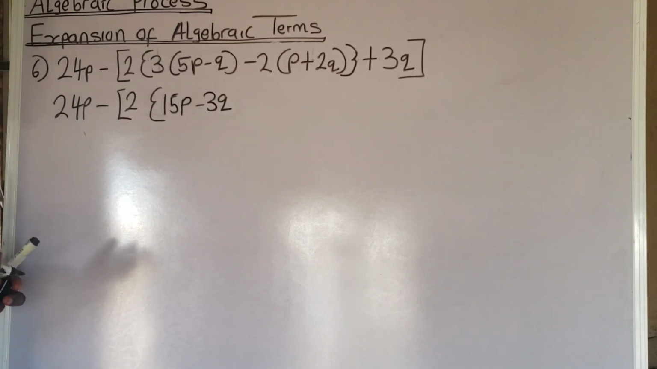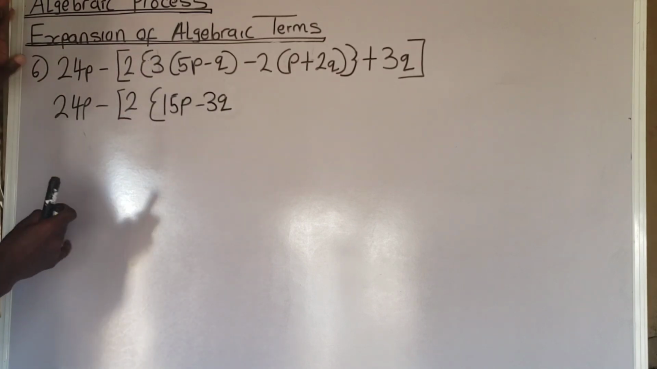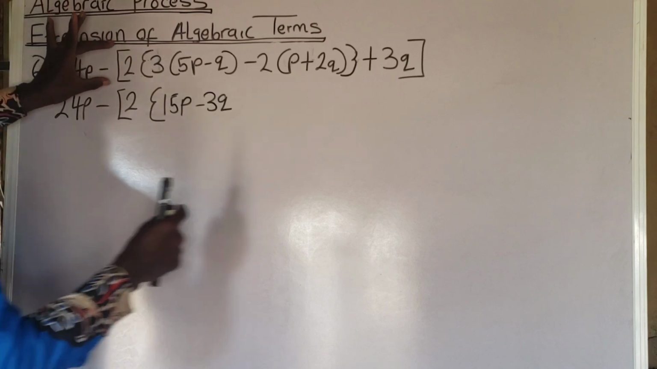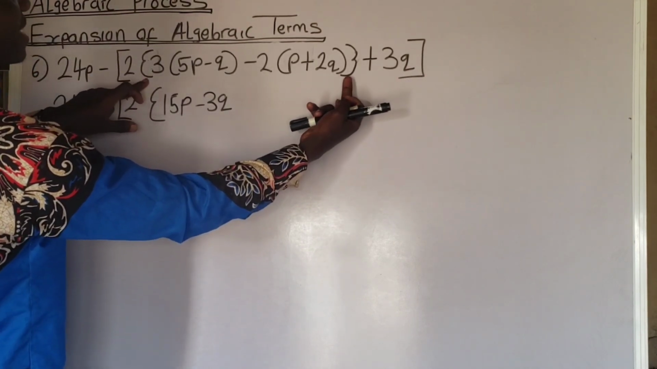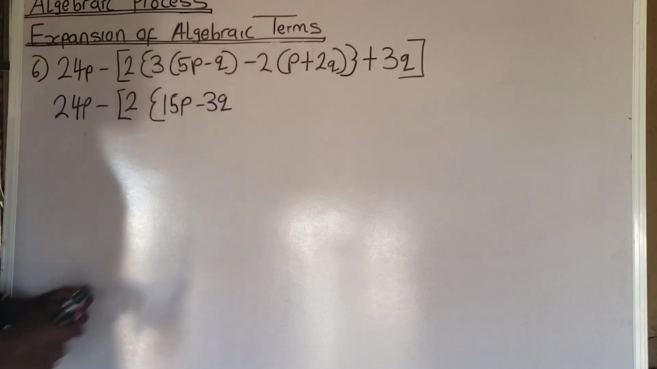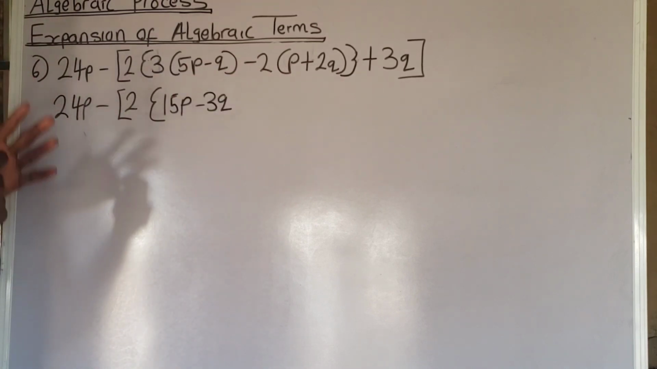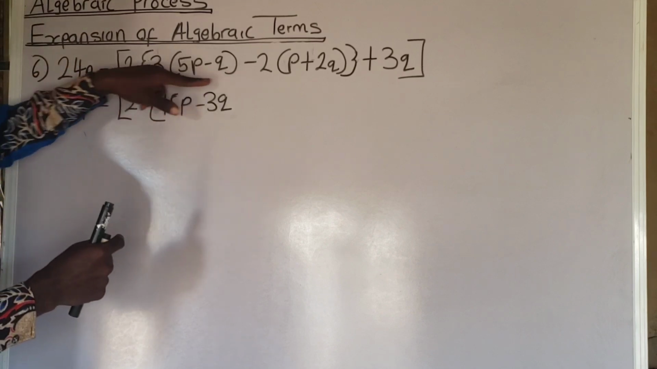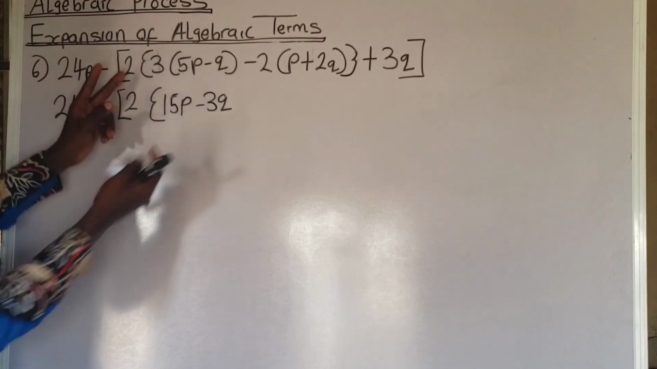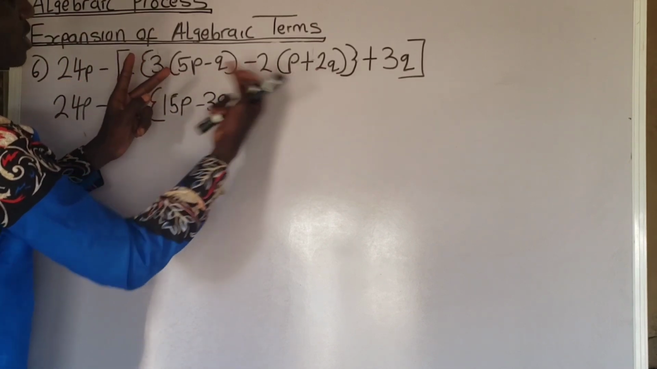Do you understand what I just did? We have 3 brackets here. The first bracket is here, the second bracket is this, and the third brackets are these 2. Now we want to deal with the smallest brackets, the 2 small brackets, that is the bracket inside this bracket. These are the 2 brackets.